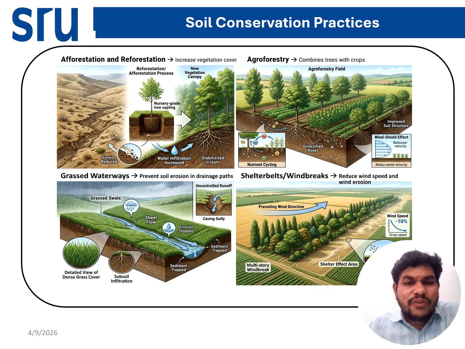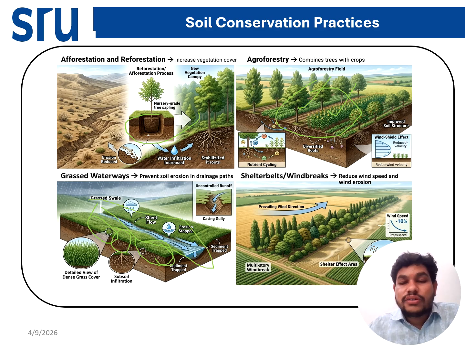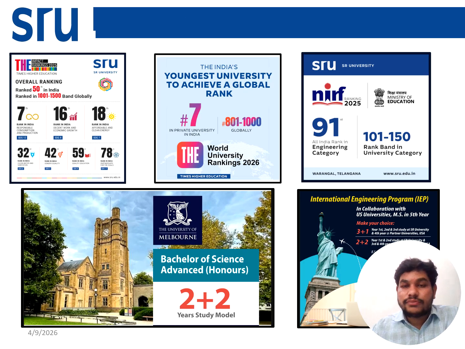Since this one is forestry, we can do agroforestry, which is the plantation of trees and crops in the same field. In the grassed waterway, we grow grasses along a drainage channel. This is the shelter belt and windbreak, to reduce the wind velocity and change the wind direction.